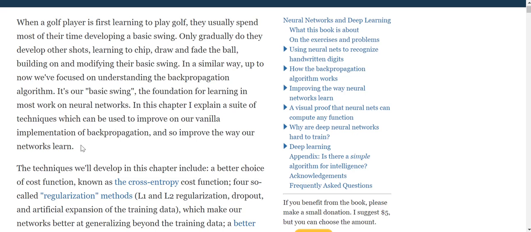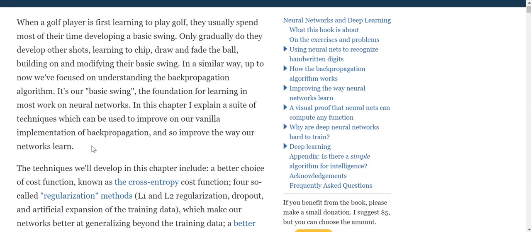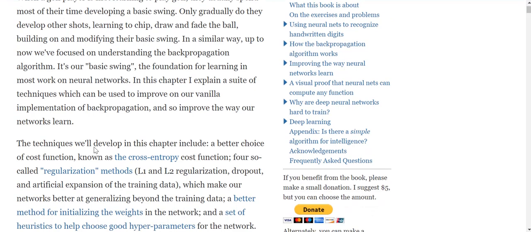Okay, so this was quite self-explanatory. They're saying that backpropagation is like the most fundamental thing used in neural networks. But as we saw in the previous videos, backpropagation has been there since the 70s, 80s. So, of course, updates have been made to make it better.